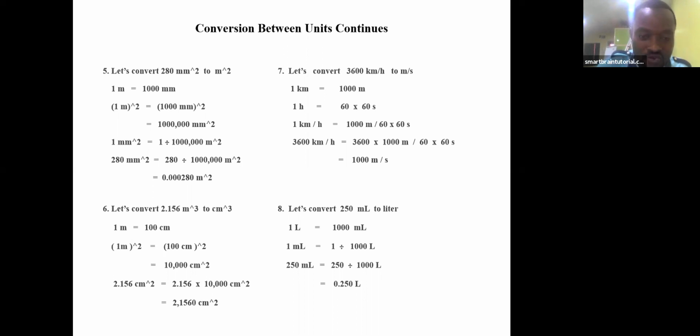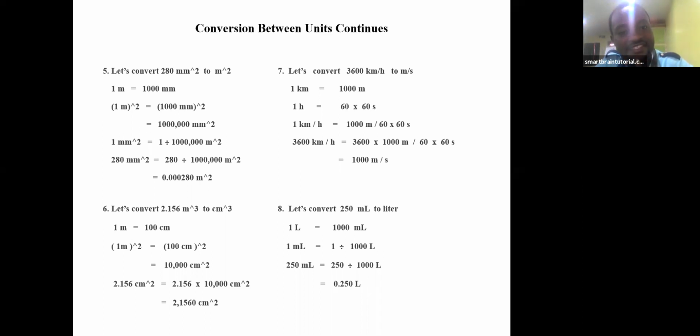When you raise 1 meter to the power 2, it still remains 1 meter squared. But on the right-hand side, 1,000 millimeter raised to the power 2 will give you 1,000 times 1,000 millimeter squared. If you multiply 1,000 by 1,000, it's just like putting 3 zeros and another 3 zeros. It will now give you 1 and 6 zeros, which is 1 million millimeter squared. That means 1 meter squared is equal to 1 million millimeter squared.